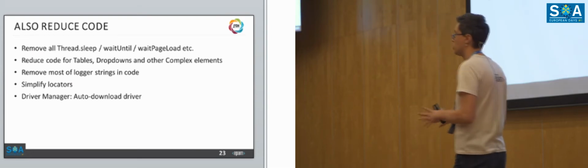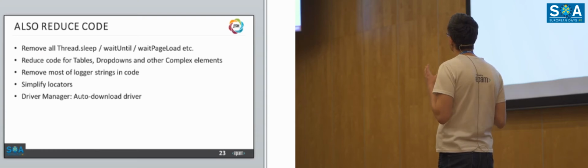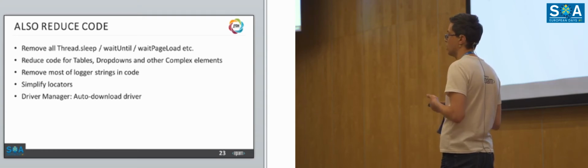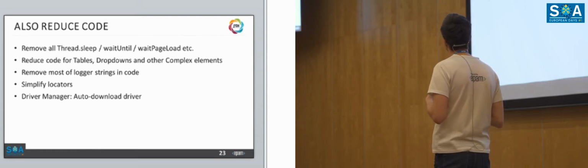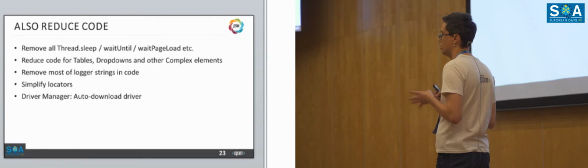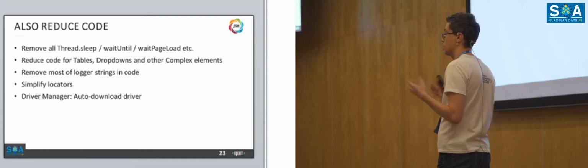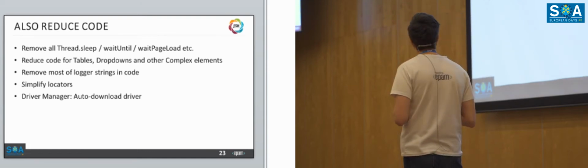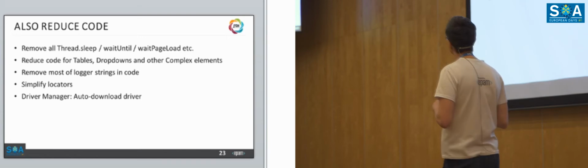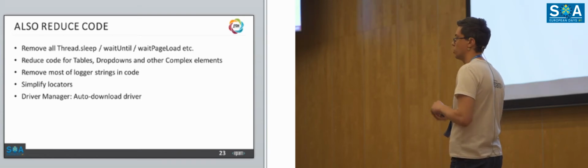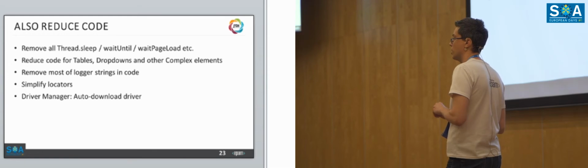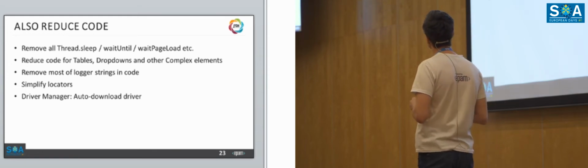So, just a small conclusion on reducing code. JDI helps to reduce code on thread sleeps and other kinds of waits. It helps to reduce code because we have typified elements, and mostly the complex elements are tables, forms, and other things. You don't need logger strings to log your actions, because all actions in JDI are logged, and I will show you how.